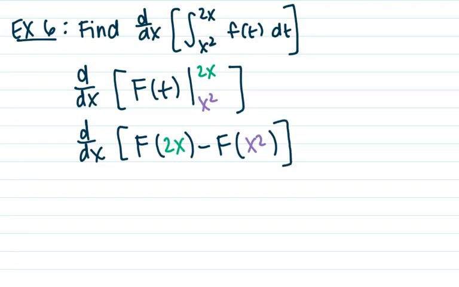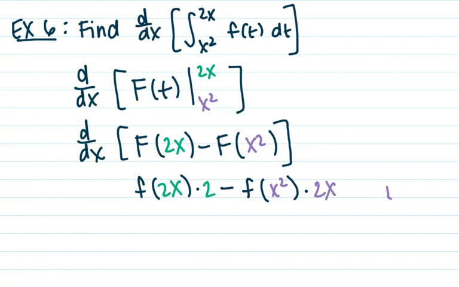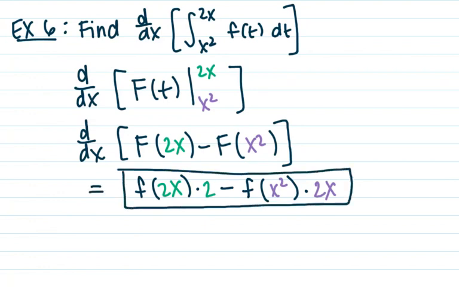All right. So the derivative of the antiderivative simply gives me f of 2x. And then I have to take the derivative of the inside, which would be times 2, minus regular f of x squared, that's the derivative of the outside, times the derivative of the inside. Okay? And that's really about the best we can do, not knowing what the function f is. All right, let's do one more of these.